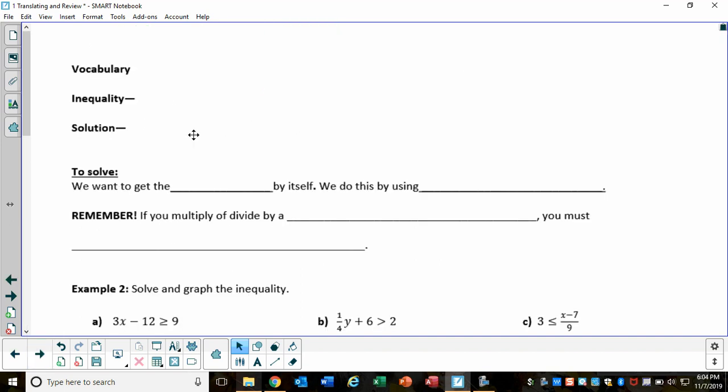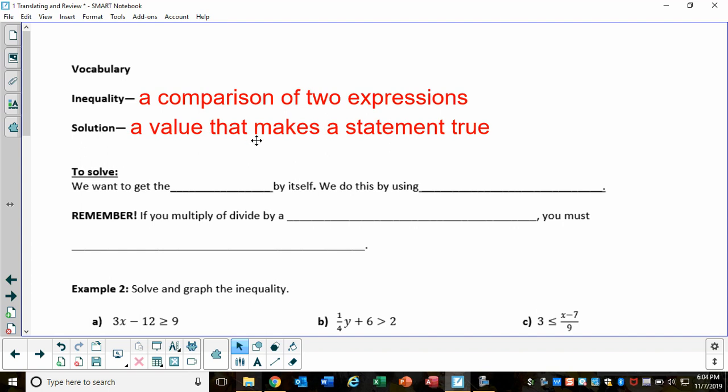Alright, so moving on to inequalities. So just a reminder, an inequality is a comparison of 2 expressions. A solution to an inequality is a value that makes the statement true. So any value we can plug in for the variable that will make it a true statement. And a true statement meaning like 4 is actually greater than 3 or something.